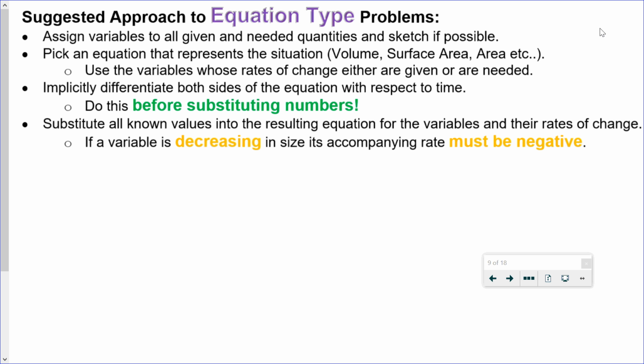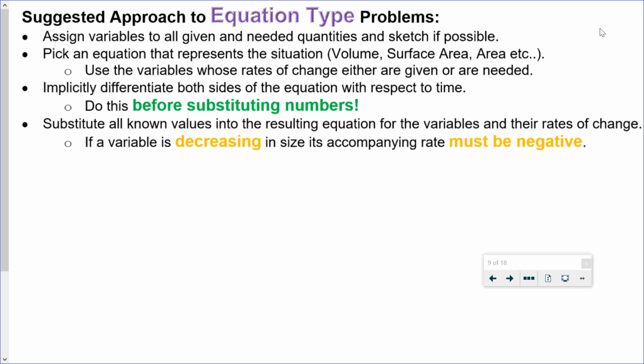Now that you've gone through an introduction to related rates and how to take the derivative with respect to time, I want to get into part one of related rates, which I call equation type problems. In these types of questions, we're going to have some sort of an equation representing the situation, might be volume, might be surface area, etc. What we're going to do is assign variables to all the given and needed quantities.